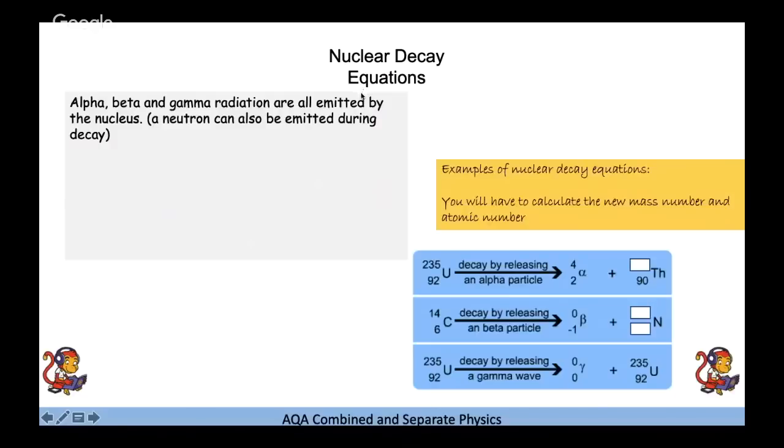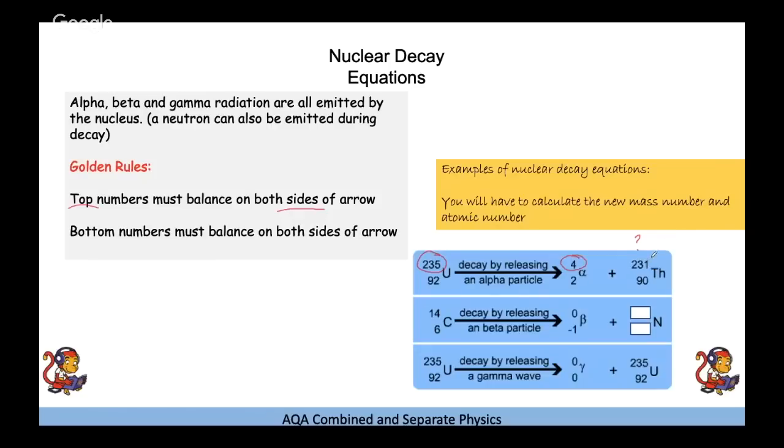So here's some examples. You're going to have to find the new mass number or the new atomic numbers. So let's have a go at this. What are the golden rules to this then? First golden rule is the top numbers must balance on both sides of the arrow. So let's look at this first one, 235 on the left of the arrow, on the right of the arrow, 4. So I want to know, what is that number? Well, if they need to balance, 235 is going to have to be the same as some number plus 4. So 235 minus 4 is going to give me 231.